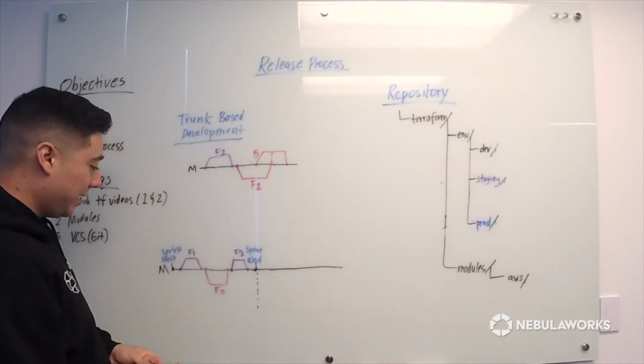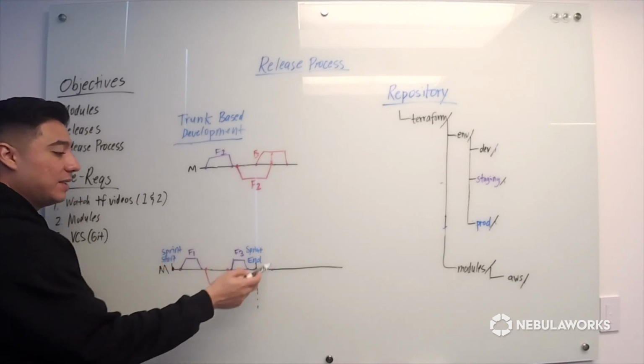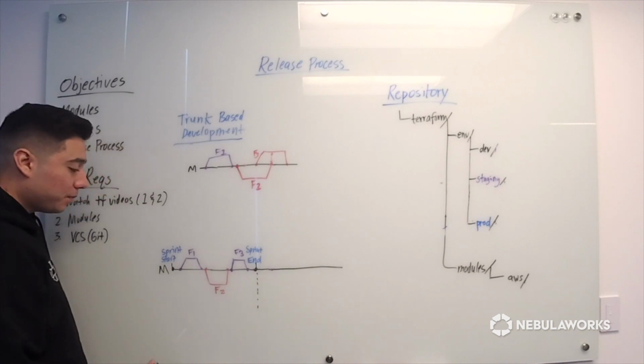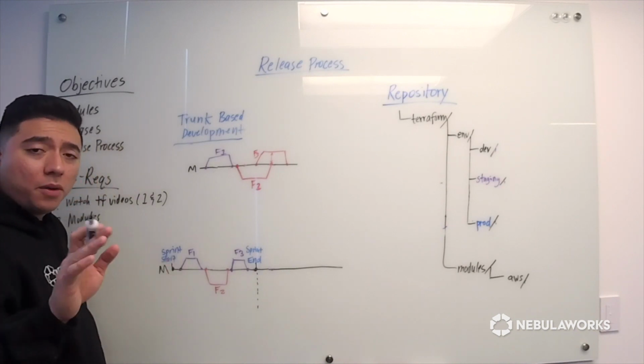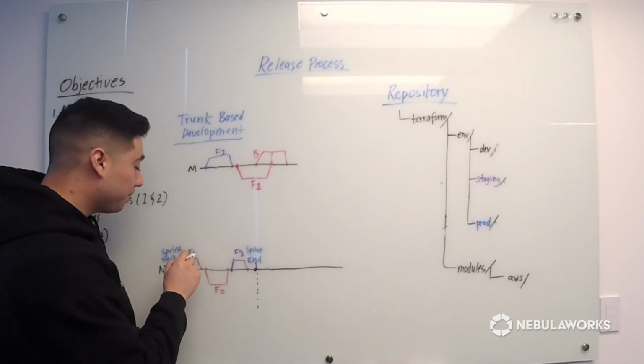All right, so let's get to it. So this is the start of our sprint. This is the end of our sprint. And this is our master branch. So at the start of our sprint, we have a feature that we'd like to implement. So we create a feature branch.